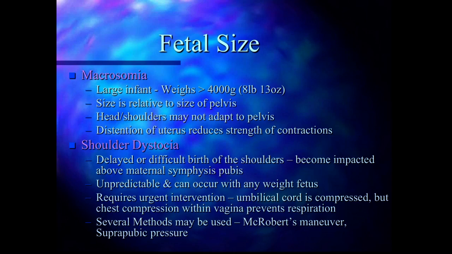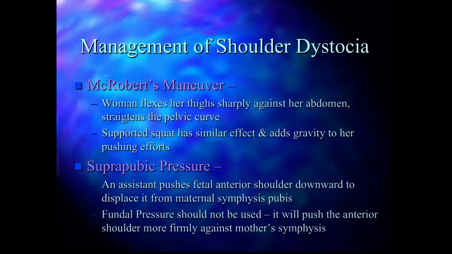So the nurse gets up on a stool, providing suprapubic pressure, not pushing on the fundus, but pushing on the suprapubic area to help those shoulders deliver underneath the symphysis pubis. With McRoberts maneuver, you have mom's both of her legs flexed up toward her abdomen and then abducted outward to try to widen that pelvic area. So she flexes her thighs sharply against her abdomen, and that straightens the pelvic curve. And sometimes you can have them do this in a squat, and that will add gravity to their pushing efforts.